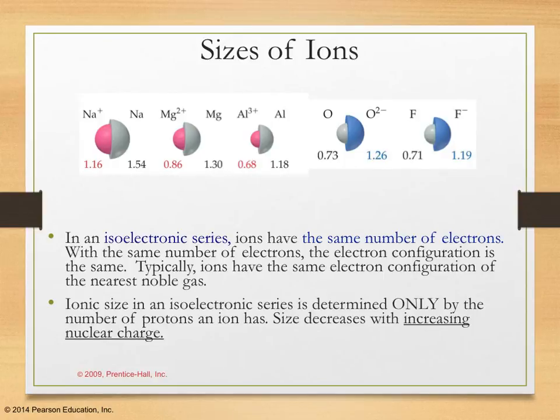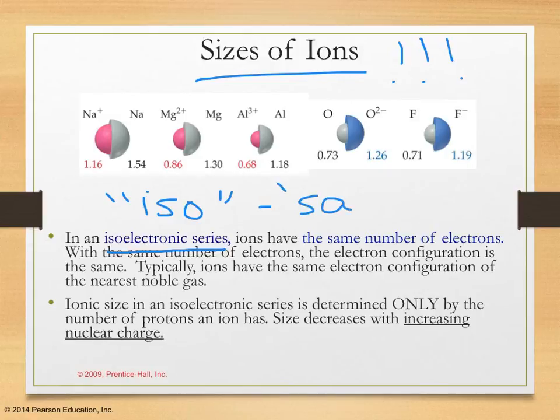All right, so a very common type of question that you'll be asked to tackle is this one. Pay attention, understand this slide. There's something called an isoelectronic series. When you see the prefix iso, that tends to mean the same. So if you see isoelectronic series, it means atoms that have the same number of electrons. You'll run into that when you're talking about ions.